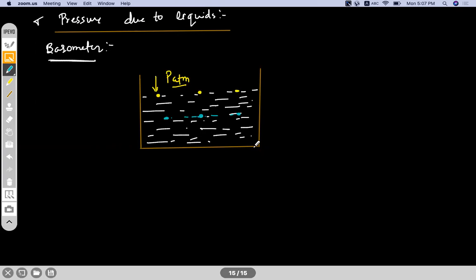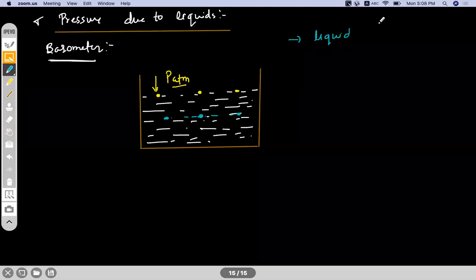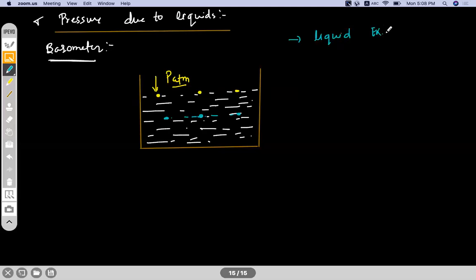So how do we find it? We know liquid exerts pressure. Liquid exerts pressure because of its height.